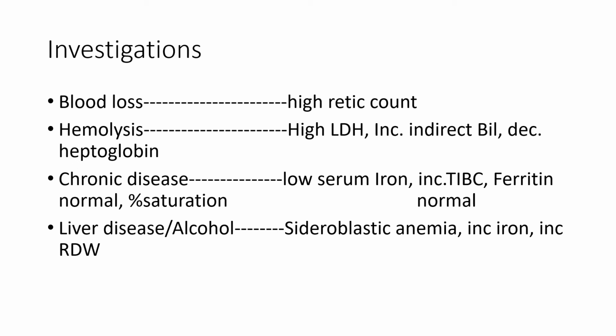In blood loss, retic count would be high. In hemolysis, high LDH and increased direct bilirubin and decreased haptoglobin. In chronic disease, there would be low serum iron and increased TIBC, but the ferritin would be normal and saturation would be normal. In liver disease and alcohol abuse, there would be sideroblastic anemia in which there would be increased iron and increased red cell distribution width.